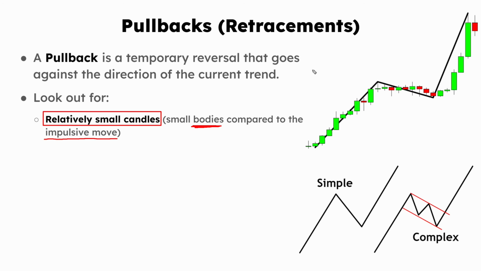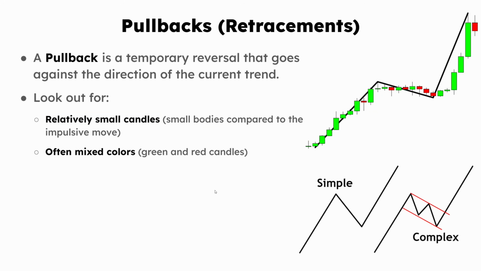So if we once again look at this image, we can see that this right here is the impulsive move. In this move, we have multiple candles with large real bodies. So what I want to see here in the pullback is that the bodies of the candles should be pretty small when we compare them to the candles of the impulsive move. And in this case, we can indeed see that the candles here in the pullback are much smaller compared to the impulsive move. So this is a good sign that we're talking about a pullback.